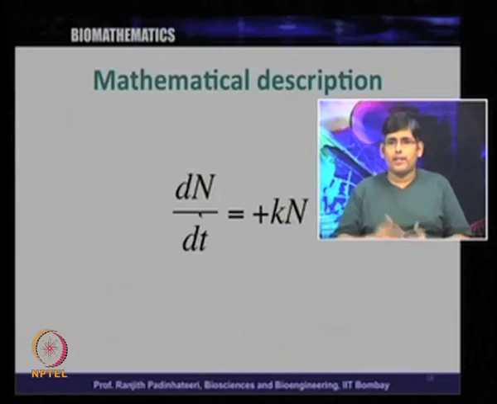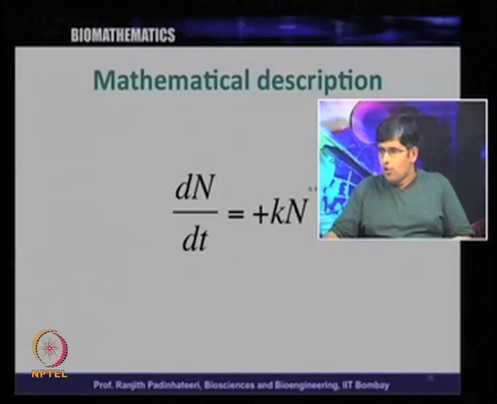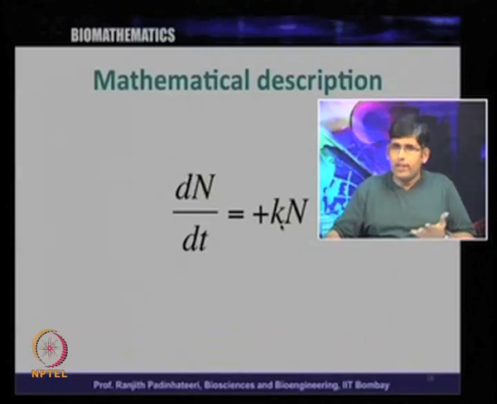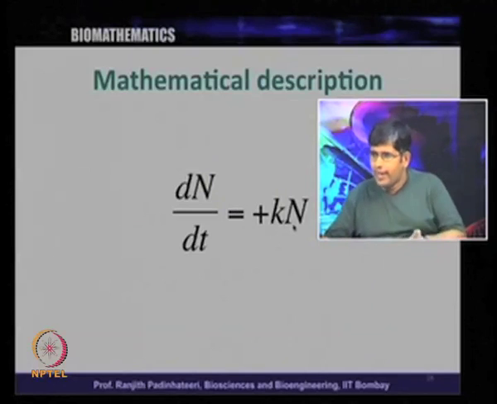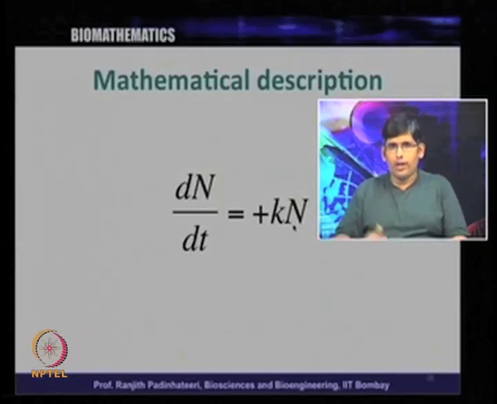So, we have a new mathematical equation. This is another kind of differential equation. Previously, we had only some equation where there is no n, something like dn by dt equal to k. So, like we had dl by dt is equal to k. So, then we knew how to solve it. Now, we have dn by dt is equal to k times n. So, how do we solve it? Let us look at the next slide.